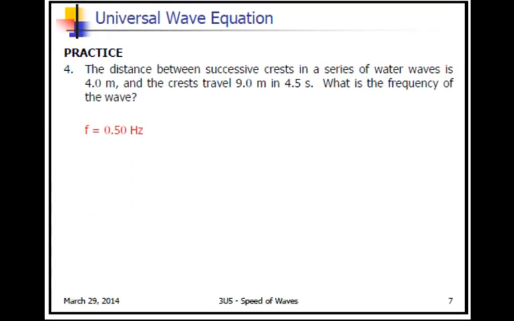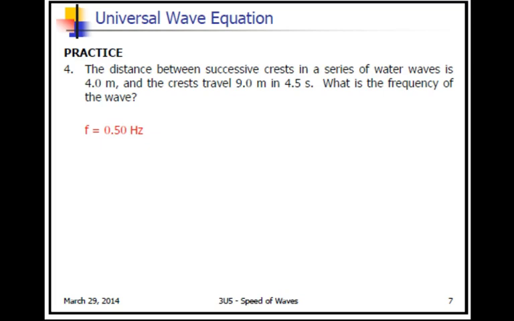Question 4. The distance between successive crests in a series of water waves is 4 meters. And the crests travel 9 meters in 4.5 seconds. What is the frequency of the wave? So we need to figure out what we don't know in this question. So we have v equals f lambda. That's what we need to use. And we need to rearrange that for f equals v over lambda. But I don't directly have a v, and my lambda isn't directly stated either.